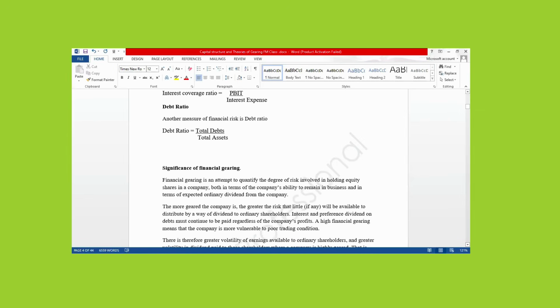Financial gearing measures the solvency ratio of a company. The more geared the company is, the greater the risk that little will be distributed to the shareholders. That is, if a company borrows too much money, there is a greater risk that the company may not have enough profit to pay the shareholders as dividends. This is because the company will pay interest to the debt holder and pay preference dividends. Regardless of the level of the company's profit, the company must pay interest and must pay preference dividends.